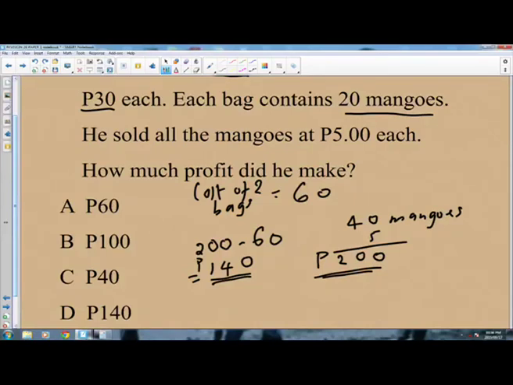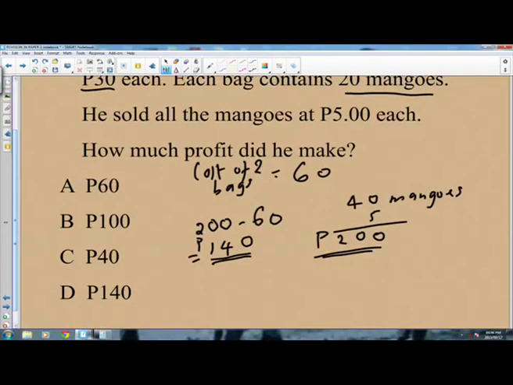And then we check. Do we have 140 here? A 60, B 100, C 40, and D it's 140. So we'll circle D to indicate that we have worked out this question. So the correct answer to this question is 140.